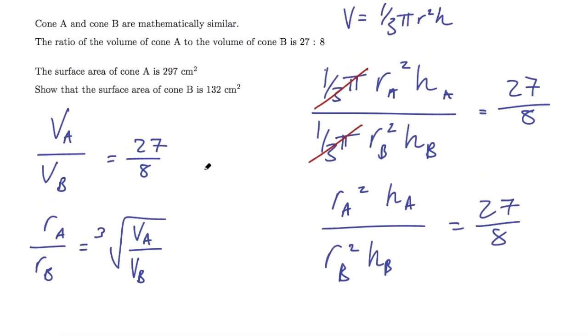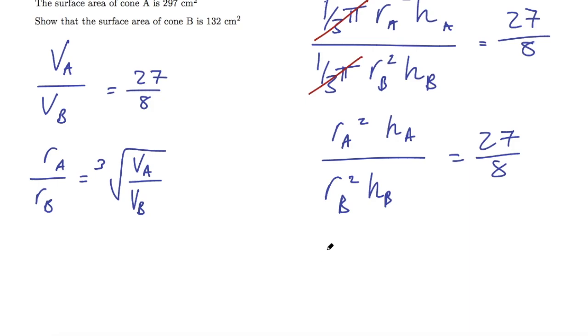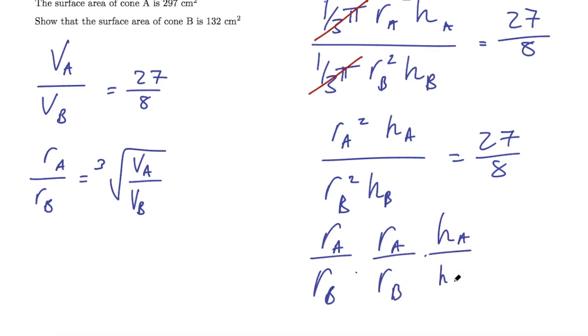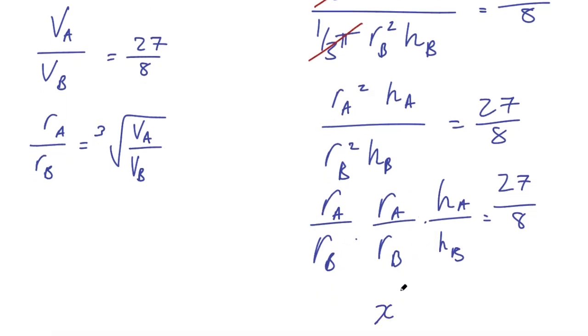Now, because these cones are similar, all of these ratios, the ratio of the radius of A over the radius of B, times the radius of A over the radius of B, times the height of A over the height of B, all of those are equal, and they all equal the same number. So in effect what we're saying is x cubed equals 27 over 8. So that x, that ratio of the sides, will be the cube root of this ratio.